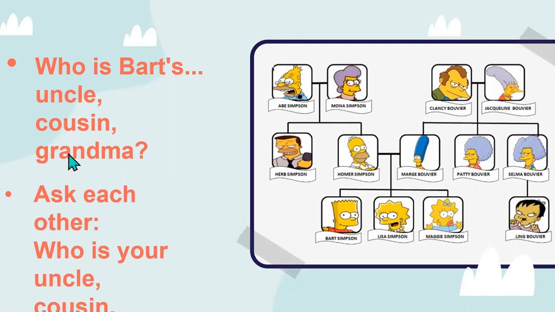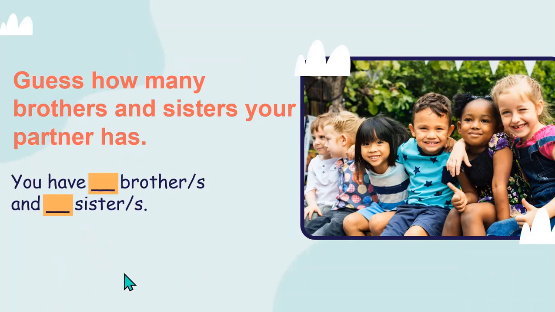Then I get the pupils to ask each other the same things about themselves. So they can ask each other, who's your uncle, who's your cousin, who's your grandma? And the pupils can talk about their relatives. Okay, so again, still on just learning, repeating, going over the language.